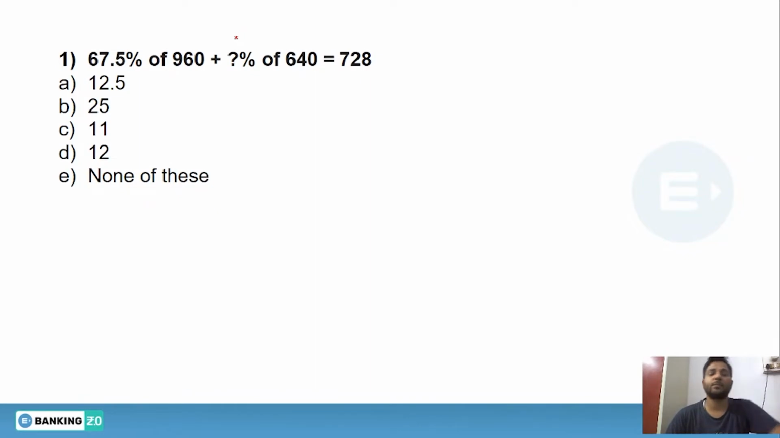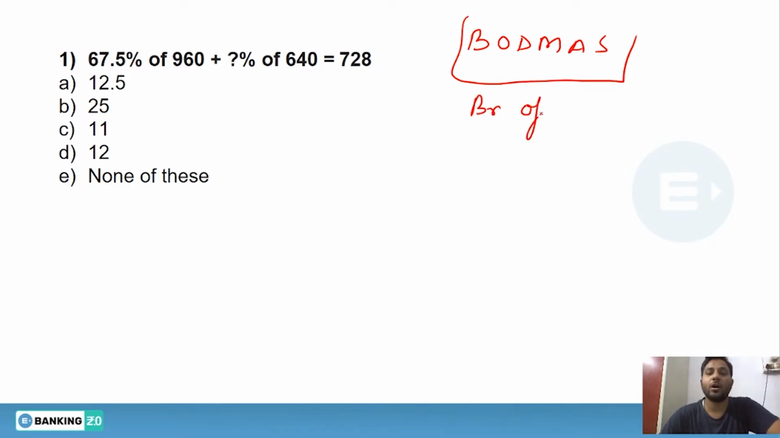Let's see what the simplification question belongs to. Remember that a simplification question is nothing but a concept of BODMAS. And as you know that BODMAS is for everything, like for bracket, of, division, multiplication, addition and subtraction. But this is the sequence of solving all the things. Now look at this question.